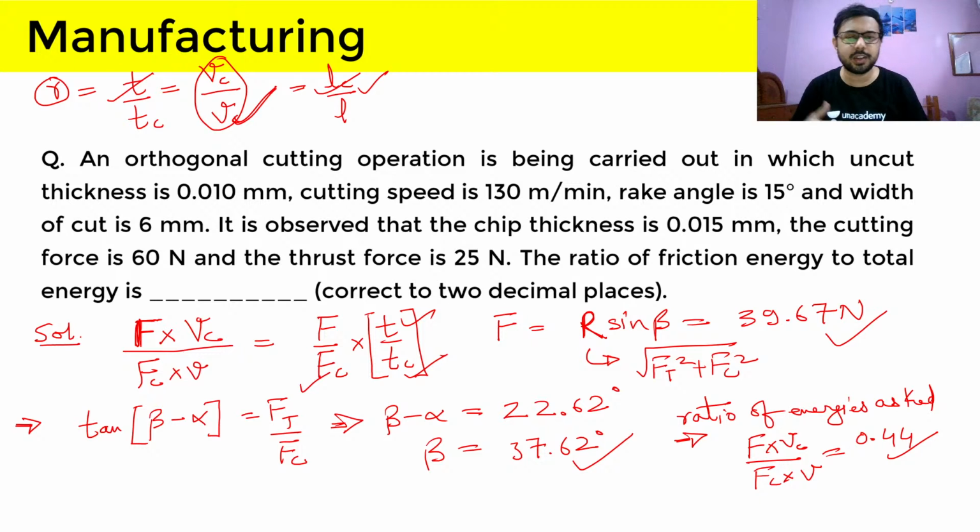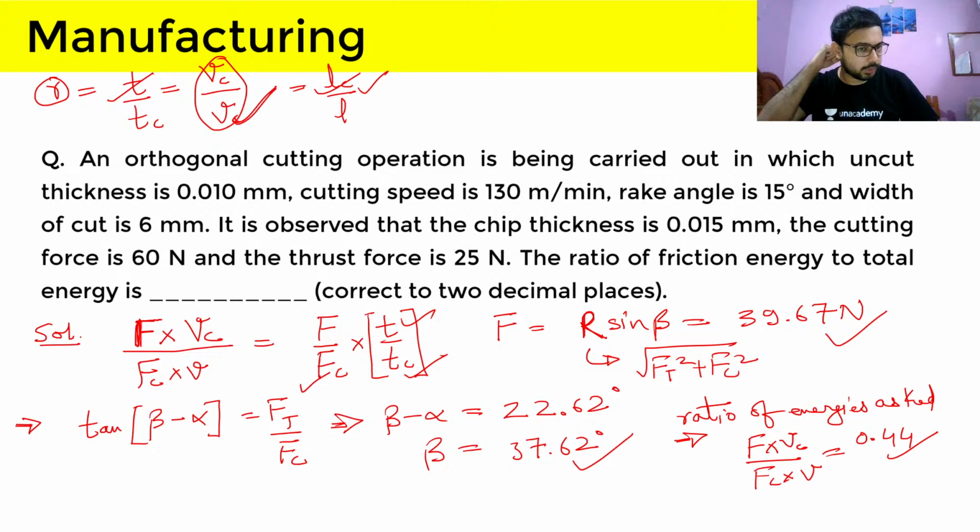Ft and Fc are given, alpha is given, therefore we calculated beta, and after that we have calculated the frictional force by the R sine beta formula, and R we found by putting the square root of Ft square plus Fc square, and it came out very conveniently to be 65 newtons. And then we have used that calculated F in the equation that is written at the first after the solution, and from this equation we are getting our final answer as 0.44.